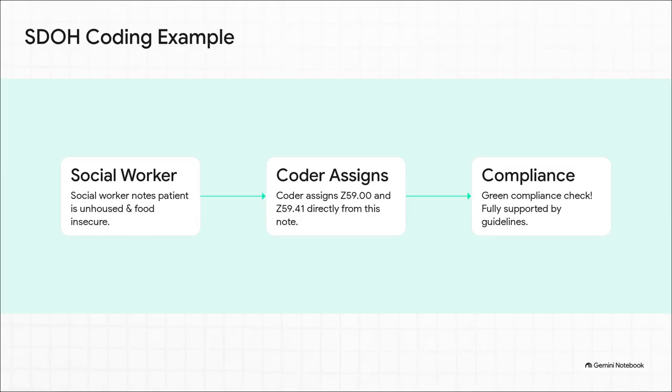Let's walk through exactly how this plays out in the real world. Step 1. A clinical social worker writes a note in the chart stating the patient is currently unhoused and experiencing severe food insecurity. Step 2. As the coder, you do not have to wait for the physician to copy and paste that into their own note. You can assign Z59.00 for homelessness and Z59.41 for food insecurity straight from the social worker's documentation. Step 3. Green compliance check. You are fully supported by the guidelines in doing exactly that.